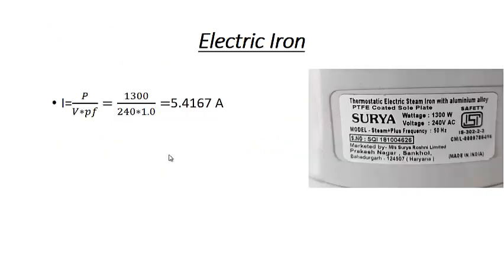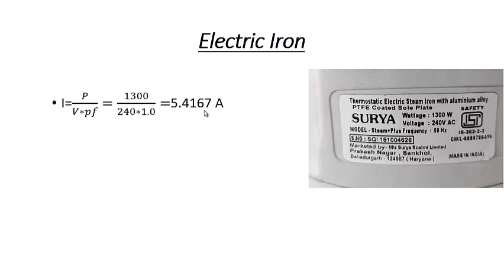Now coming to the electric iron, this is actually the nameplate of the electrical iron I have with me. You can see the wattage is given as 1300 watts, voltage 240 volt, and frequency 50 hertz. Since it is a heating load, the power factor is equal to 1, and I is equal to P divided by V into 1, that is 1300 divided by 240 into 1. The current taken by this iron will be 5.4167 amperes. This is how the current can be calculated.